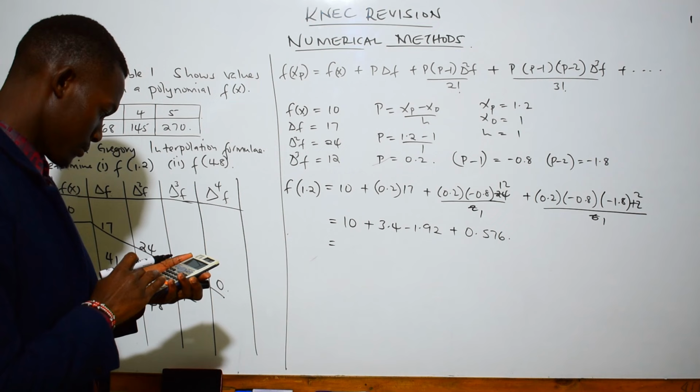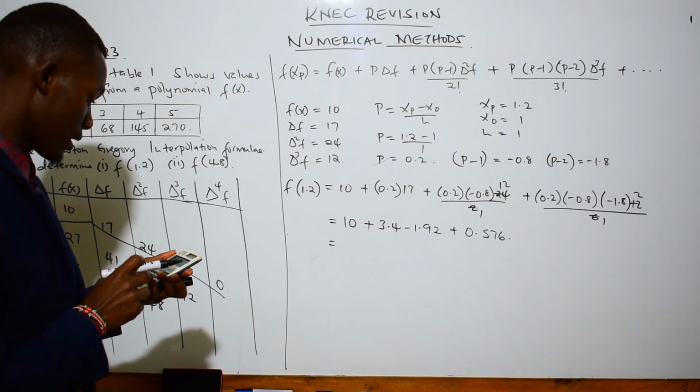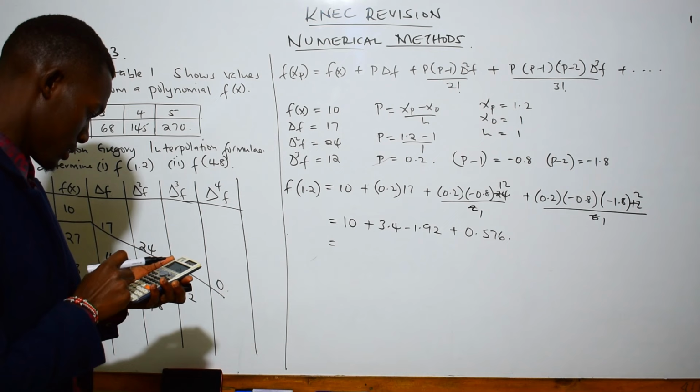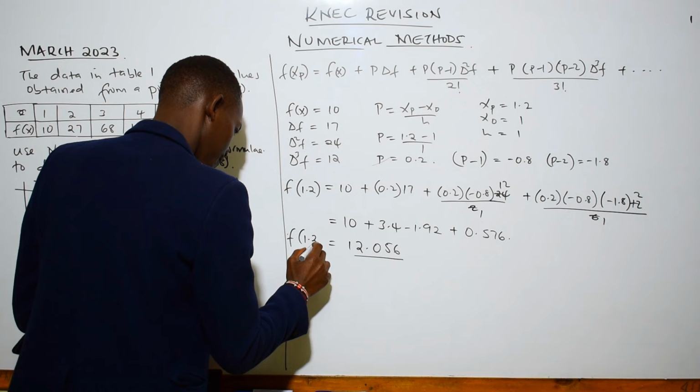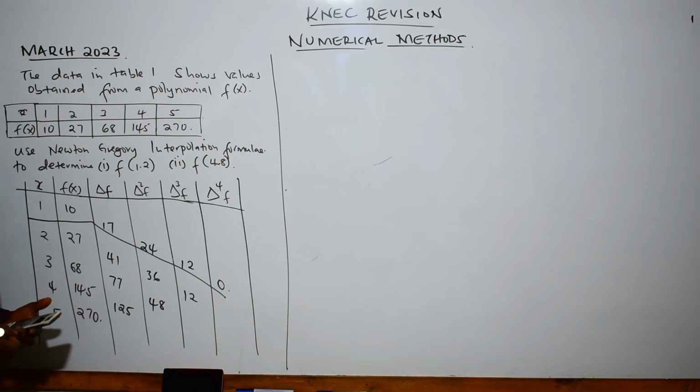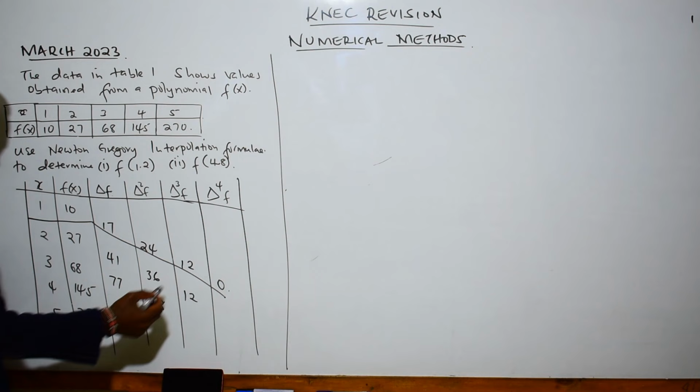So 13.4, you add 0.576, then subtract 1.92, and you get your value as 12.056. So that is your value of the function when your x value is 1.2. Now we check our value when we have 4.8. Now 4.8 lies between 4 and 5, so it will lie between here. Now we will not draw our line between here, but we'll use the data that follows 4.8.